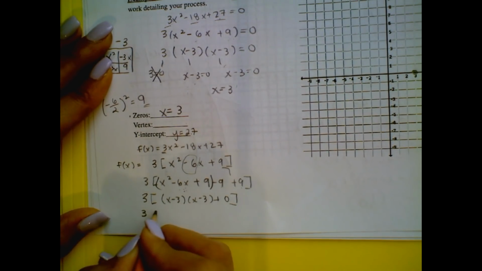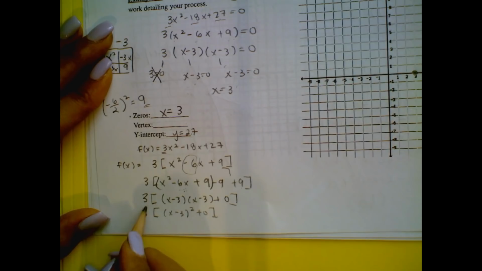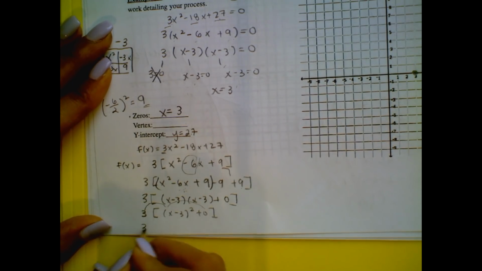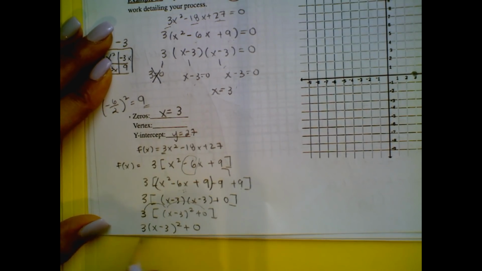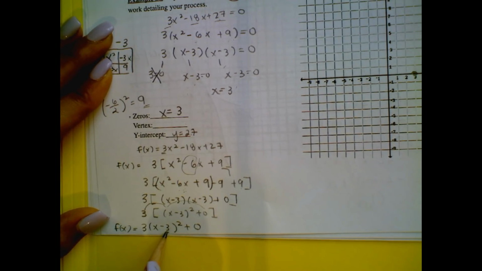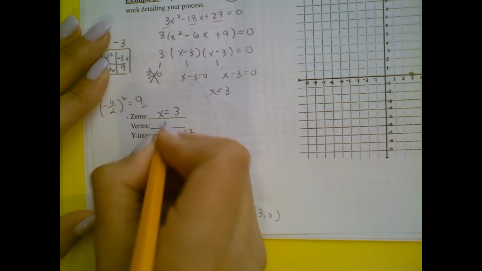So then we have 3 times x minus 3 squared plus 0. Now the last step is to distribute the 3 back in to get this. So this is my vertex form. Remember, the x is always opposite, so it's going to be positive 3, comma 0. That's going to be my vertex. And this one's also similar to example 4 because the vertex is the same as my zero location.